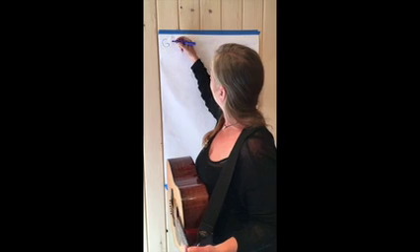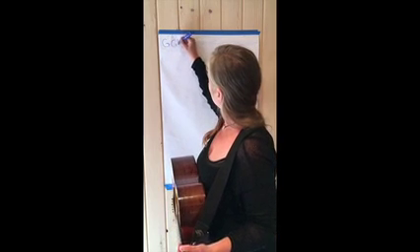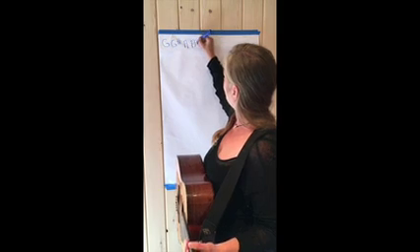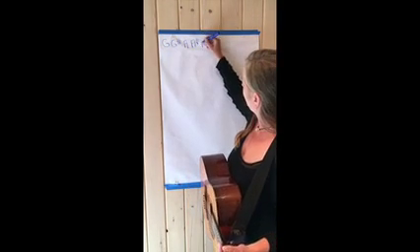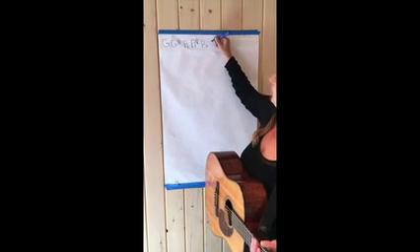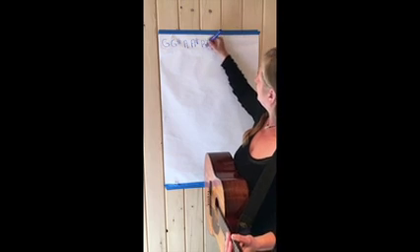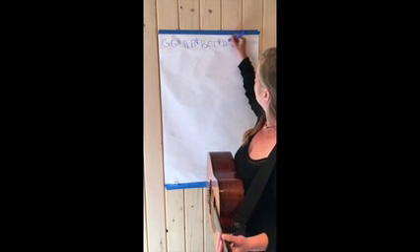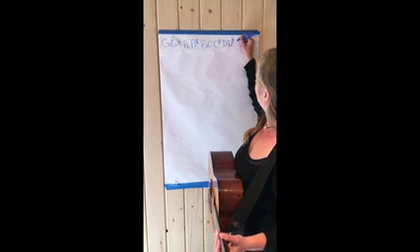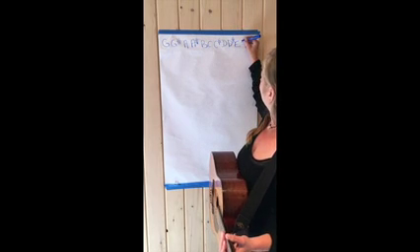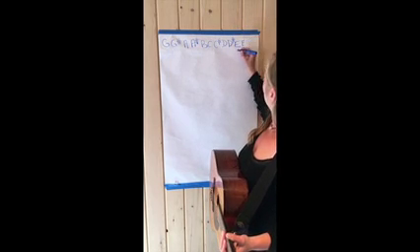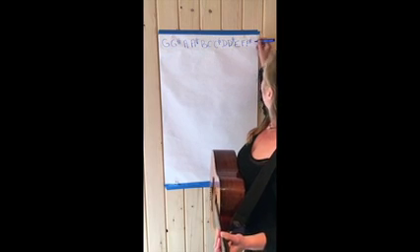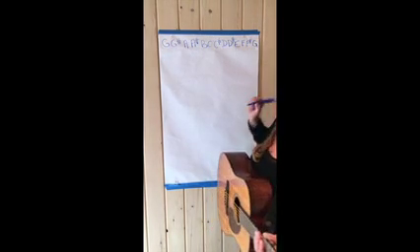G, G sharp, A, A sharp, B. Now between B and C, there is no sharp. C sharp, D, D sharp, E, F. Between E and F, there's no sharp. F sharp, and back to G.